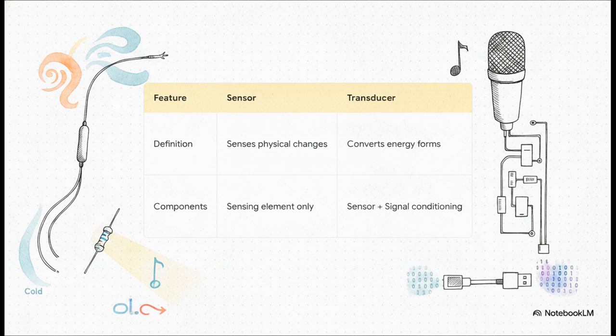It's really just the sensing element itself. Because of that, it's relatively simple. It's the least complicated part, and crucially, it doesn't necessarily convert energy. A transducer, on the other hand, actually converts energy forms. It's the whole package, the sensing element plus a signal conditioning unit. And because it has to physically transform the energy and prep the electrical signal, a transducer is much more complicated and much more expensive. The big takeaway here is that every transducer contains a sensor, but a sensor on its own is not a complete transducer.